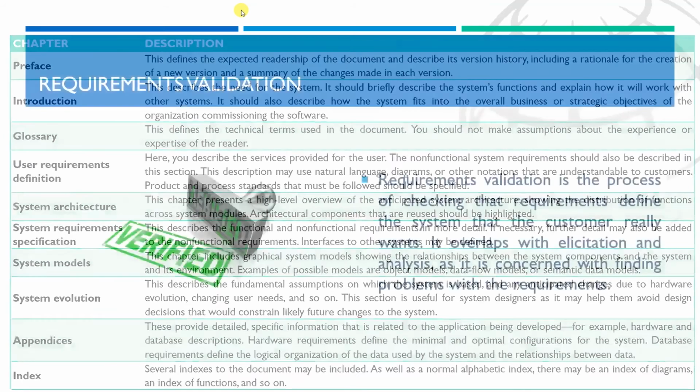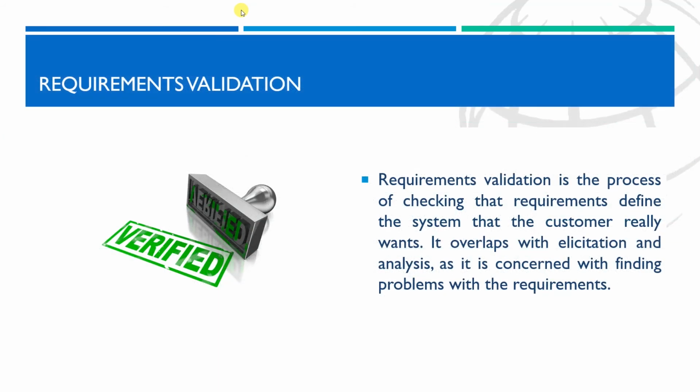And the next step is requirements validation. Requirements validation is the process of checking that requirements define the system that the customer really wants. It overlaps with elicitation and analysis as it's concerned with finding problems with the requirements. Requirements validation is critically important because errors in a requirements document can lead to extensive rework costs when these problems are discovered during development or after the system is in service.